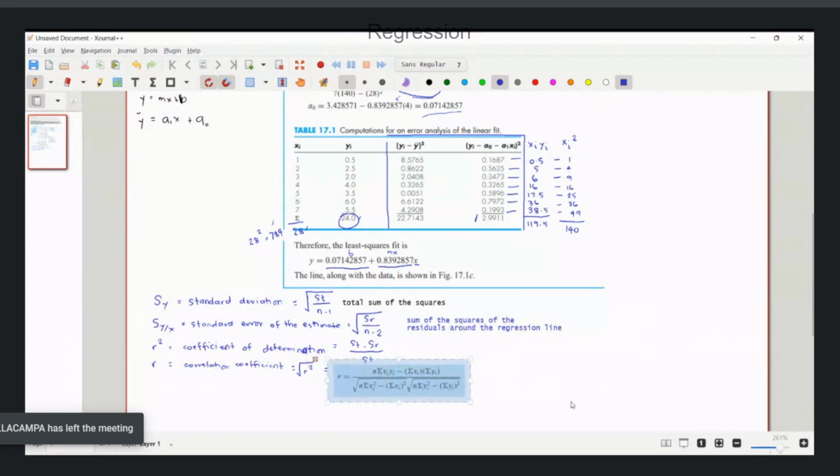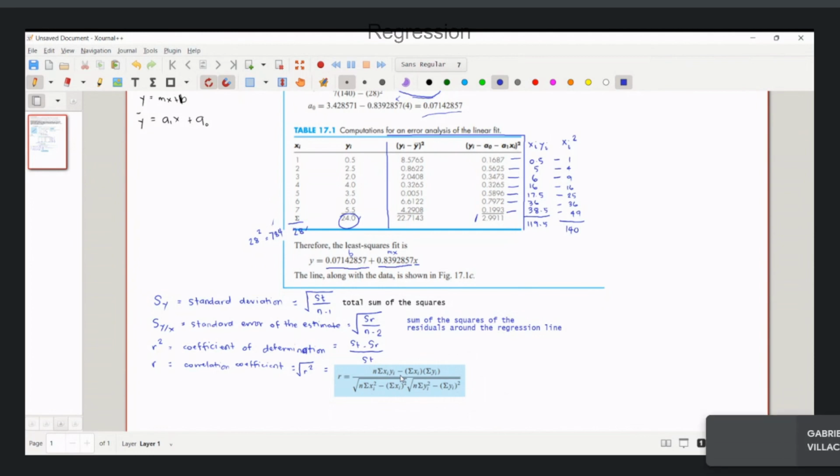Okay. Now that is R. The formula for R is either the square root of R squared, or R equals n times the summation of x sub i, y sub i minus the summation of x sub i multiplied by the summation of y sub i, divided by the square root of n times the summation of x sub i squared minus the square of the summation of x sub i, multiplied by the square root of n times the summation of y sub i squared minus the square of the summation of y sub i.